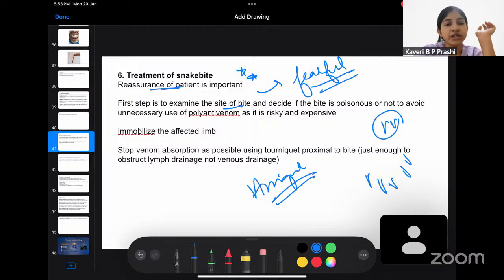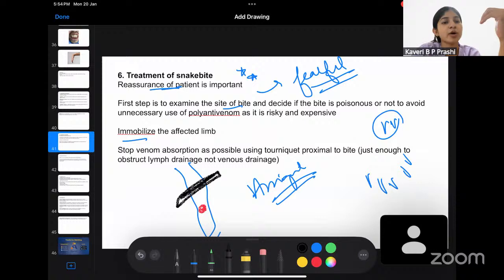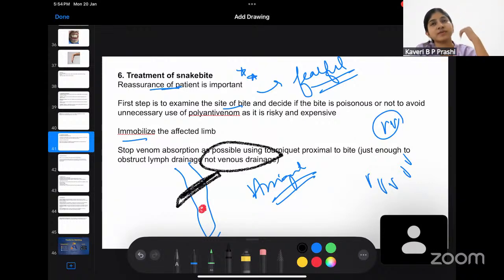Then you are going to tie a tourniquet in order to stop the venom absorption. And where are you going to tie the tourniquet? Imagine this is a leg of the person and there is a bite somewhere here, okay? So where are you going to tie the tourniquet? You're going to tie the tourniquet proximal to it, near the surface of the body. And how much should be the force at which you tie the tourniquet? Just enough to obstruct the lymph drainage, not the venous drainage. Because if the venous drainage is obstructed, then ischemic gangrene can occur. So your aim is to just obstruct the lymphatic flow.